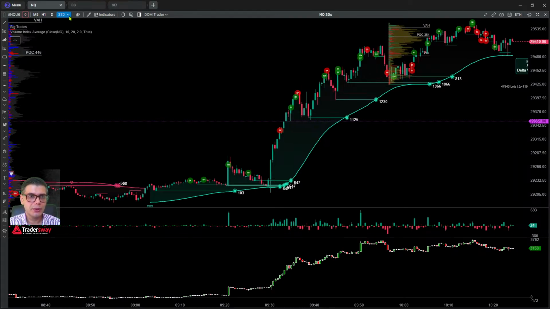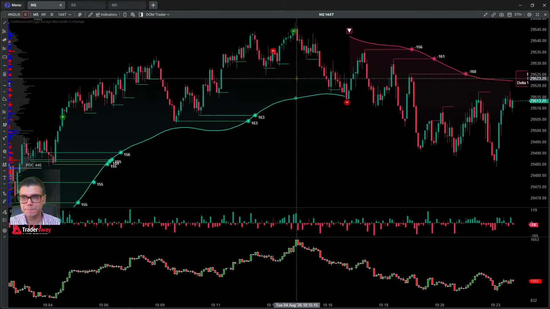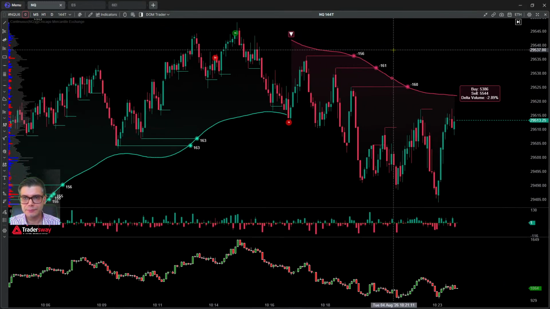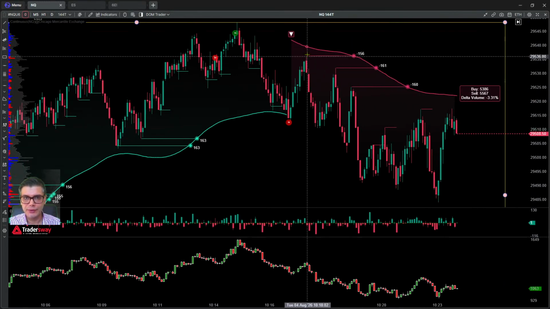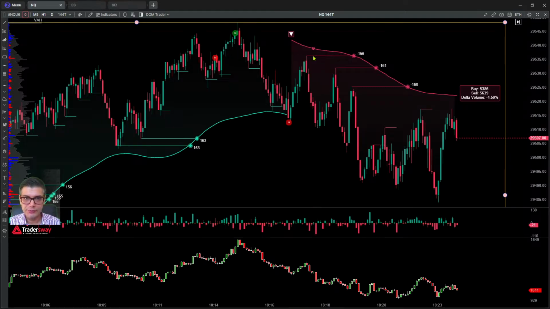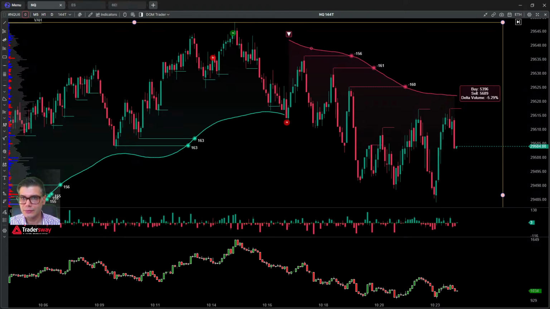Let's see. Okay, stop is set based on the same indicator. If I go to 144 ticks right there, so there you go. That's why I set my stop here. It should be around 29.5636. Let me adjust it. 25.36. Okay, I adjusted it. All right.